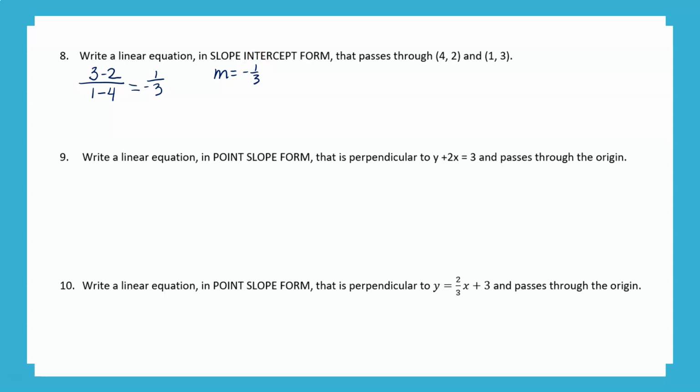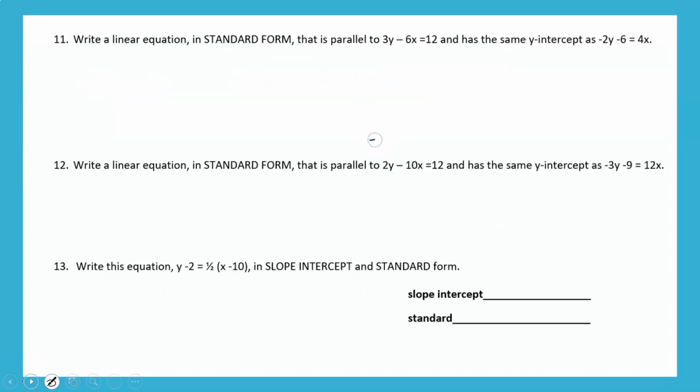Okay, and then it's going to go through those points. I am going to, again, pick the second one. So I have y equals -1/3 x plus b. I'm going to plug in 3 for y and 1 for x. So now I have 3 equals -1/3 plus b. So I'm going to go back.